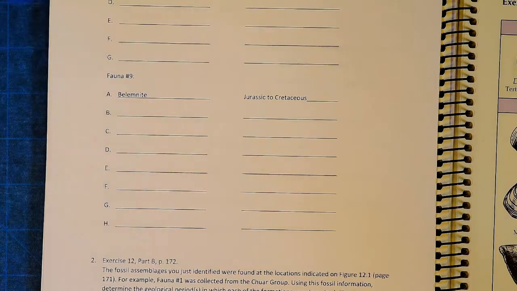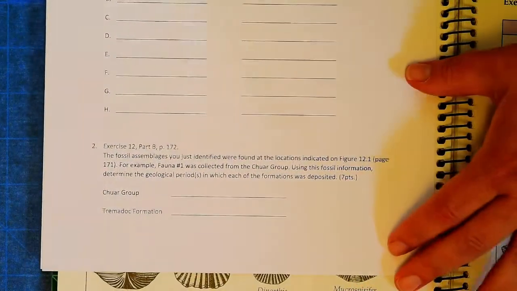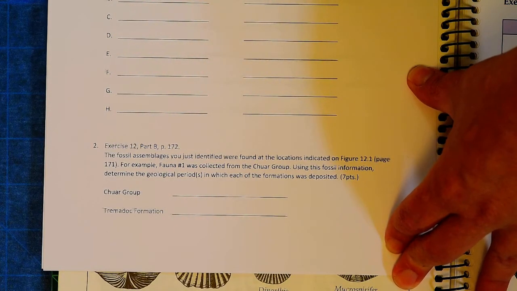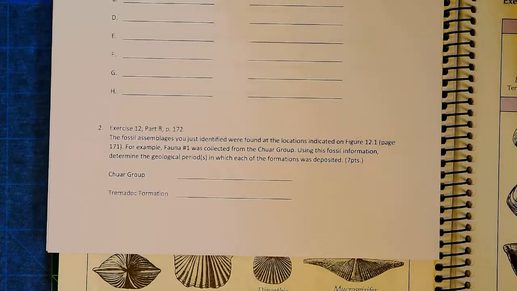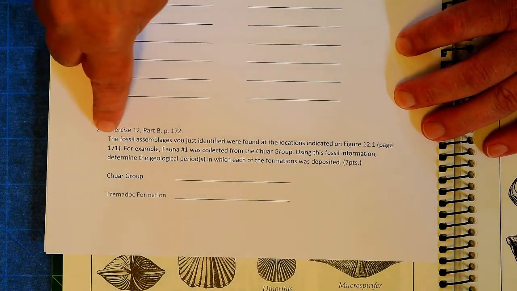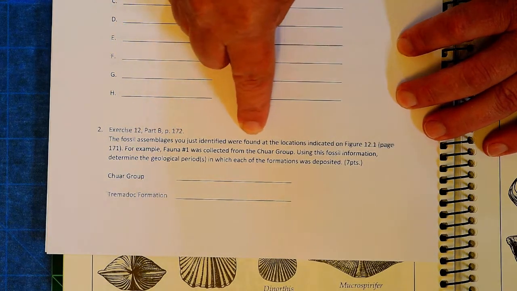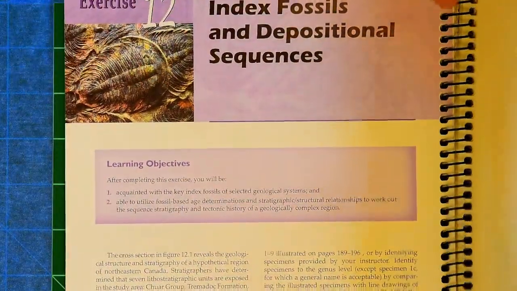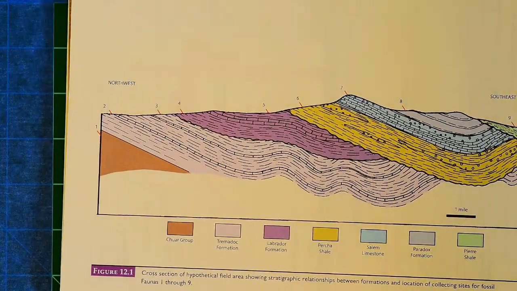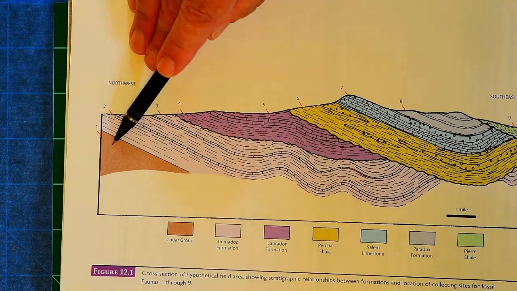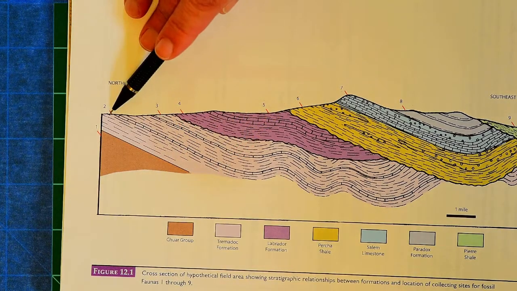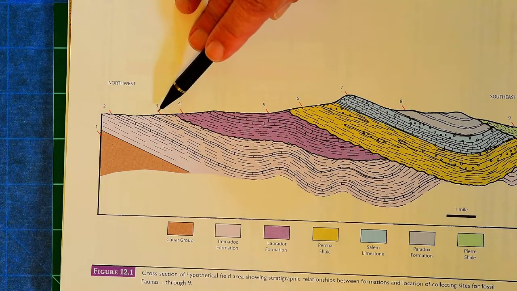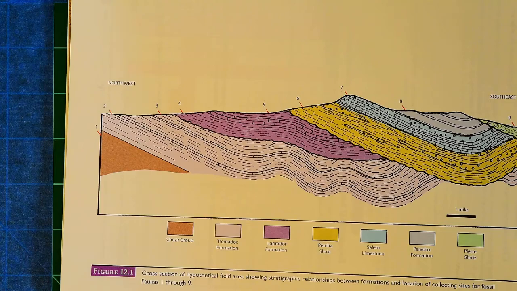Then, when you have completed that, you are going to use those fossil assemblages to help figure out the geologic history of an area. So that's what we're seeing here in exercise 12 part B. It says the fossil assemblages you just identified were found at the locations indicated on figure 12.1. Now let's go to figure 12.1. So for example, that means fauna 1 was found here in the Chuar group. Fauna 2 was found here at the base of the Tremadoc group. Fauna 3 was found here at the top of the Tremadoc group, and so on.